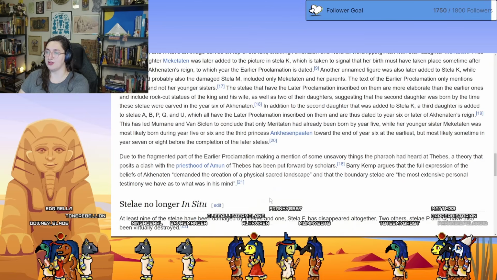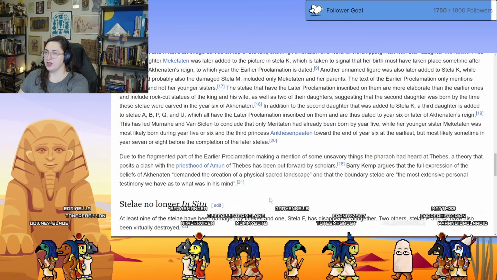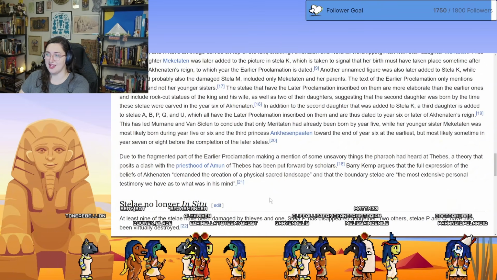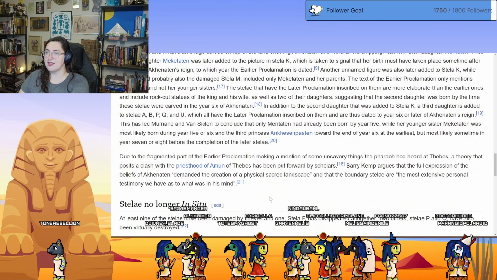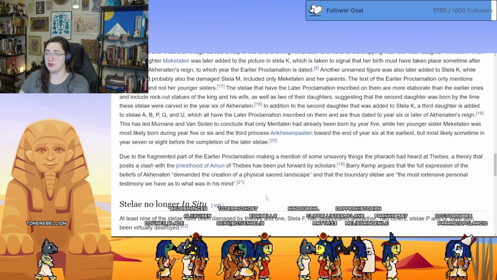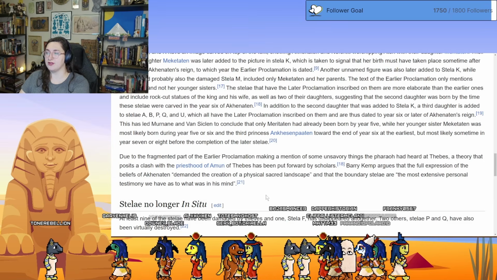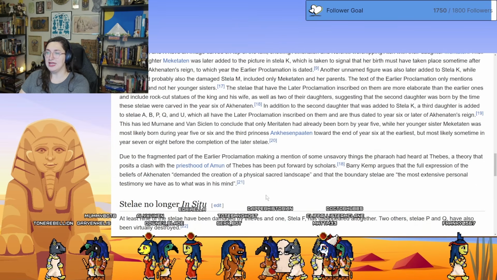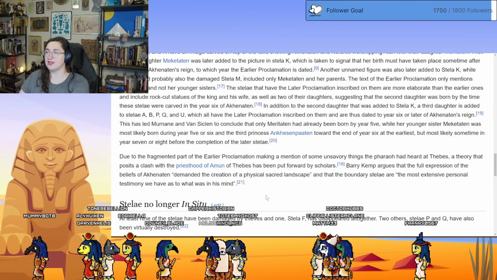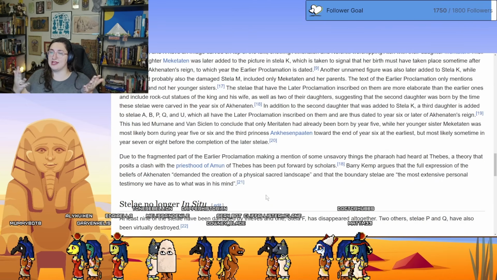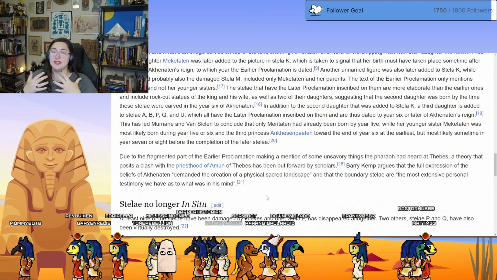of the later stela. Due to the fragmented part of the earlier proclamation making a mention of some unsavory things the pharaoh has heard at Thebes, a theory that posits a clash with the priesthood of Amun of Thebes has been put forward by scholars. Barry Kemp argues that the full expression of the beliefs of Akhenaten demanded the creation of a physical sacred landscape, and that the boundary stela are the most extensive personal testimony we have as to what was in his mind.